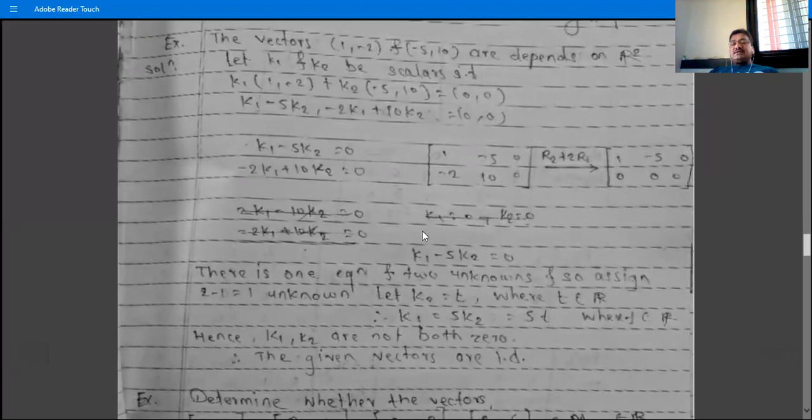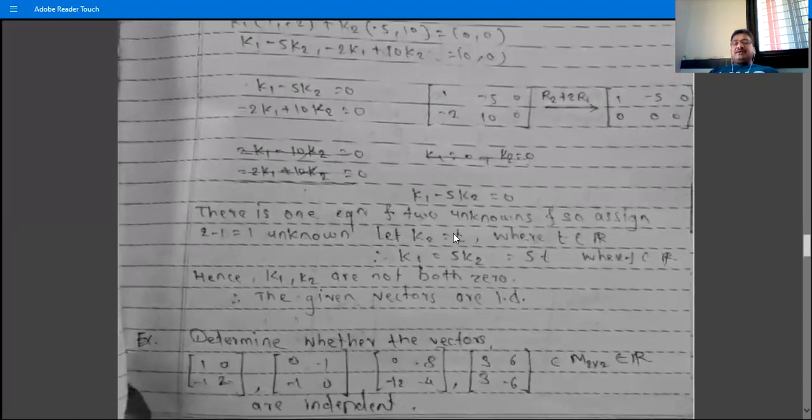So rewrite the equation. What is the equation? K1 minus 5K2 is equal to 0. So there is one equation and two unknowns. So 2 minus 1, that is 1, is the difference, so we have to assign 1 unknown. Suppose K2 is equal to T, and therefore T is any real number, where T belongs to R.